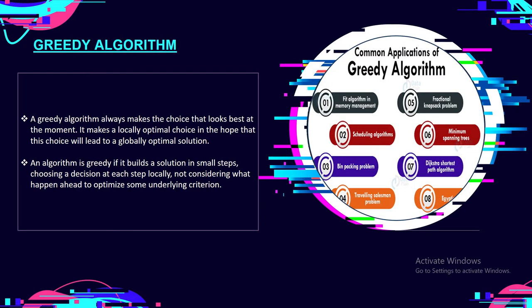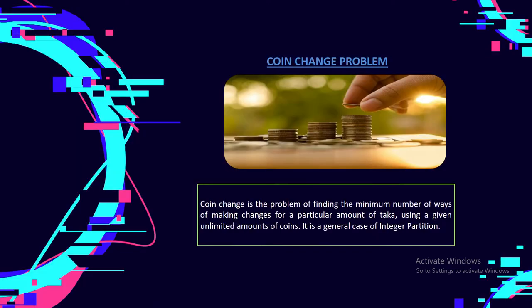Greedy algorithm. What is a greedy algorithm? A greedy algorithm always makes the choice that looks best at the moment. It makes a locally optimal choice in the hope that the choice will lead to a globally optimal solution. An algorithm is greedy if it builds a solution in small steps, choosing a decision at each step locally, not considering what happens ahead, to optimize some underlying criteria. Now I am going to my next slide.